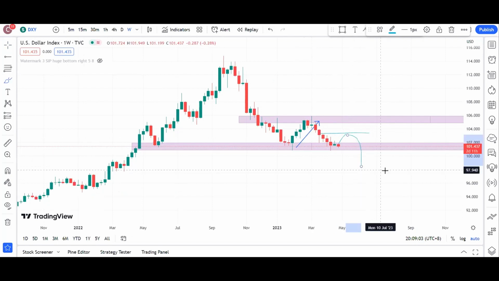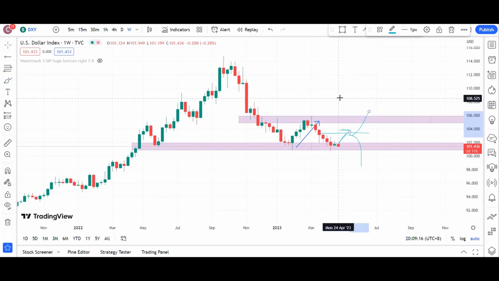Then they will subsequently form the movement like this. But if they can continue this bullish movement and close above 103.3, they should be showing an upward movement back towards the 105, 106 area. Otherwise, it's just in the range bound area. So direction wise, it's not very clear.